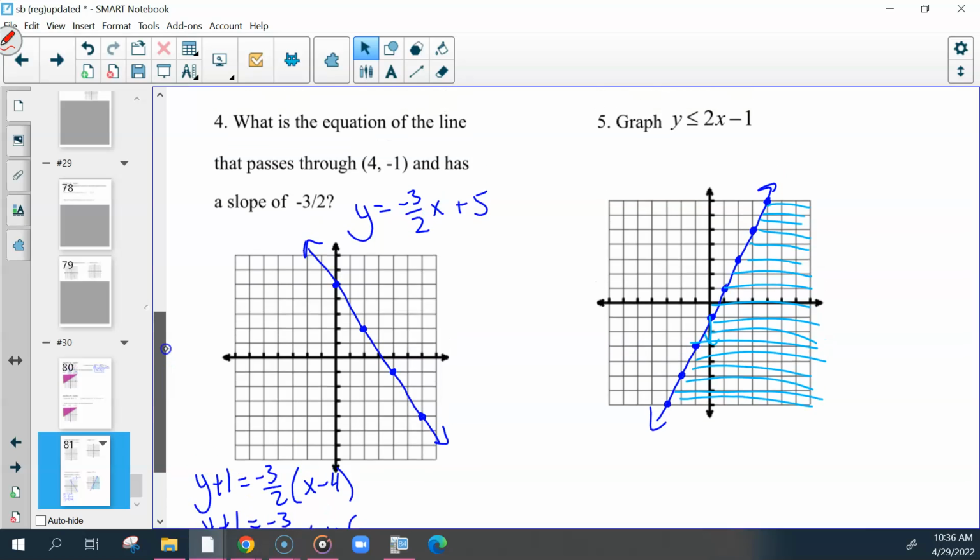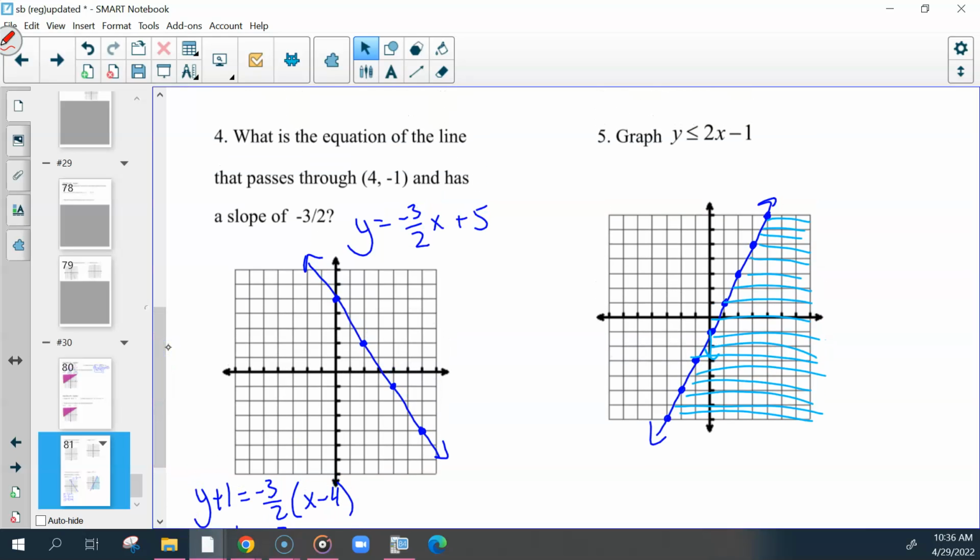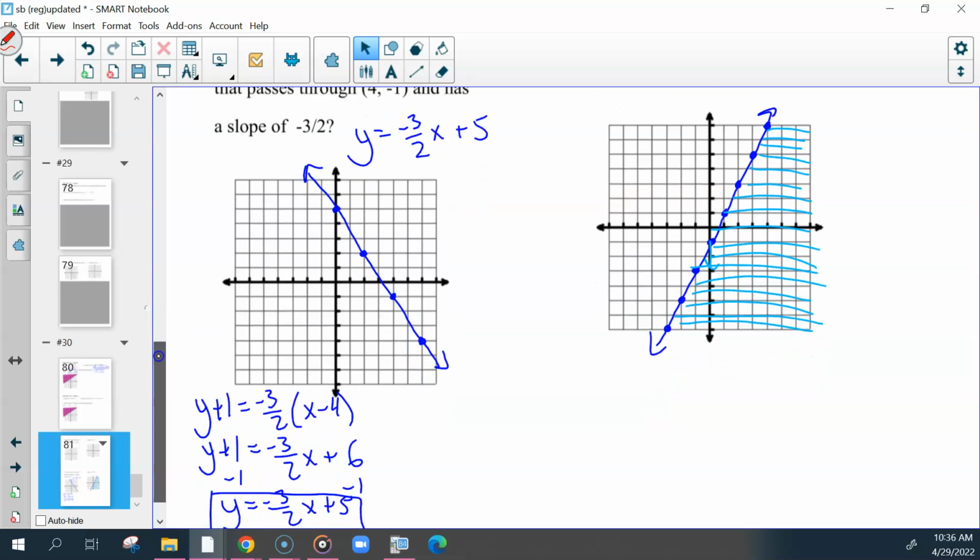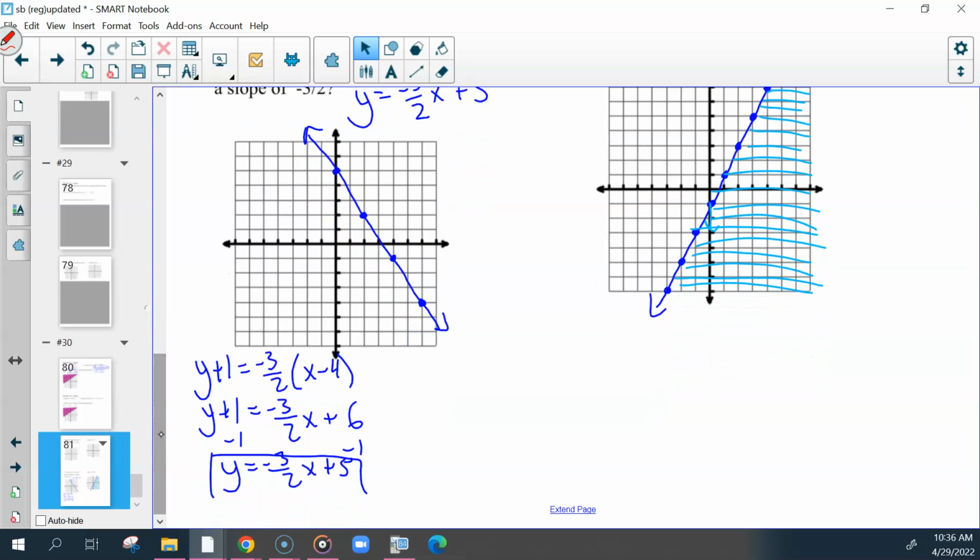Number 4 is asking for the equation of the line that passes through this point and has a slope of negative 3/2. So there's a couple different ways you could have done this. One, plot the point for negative 1. Use your slope of up 3 to the left 2 as many times as possible so you get a y-intercept. Use that slope and y-intercept and put them together. Or use the point and slope in your point slope formula, which we're actually going to be doing today. So if you don't remember that, that's okay. And get that same thing.